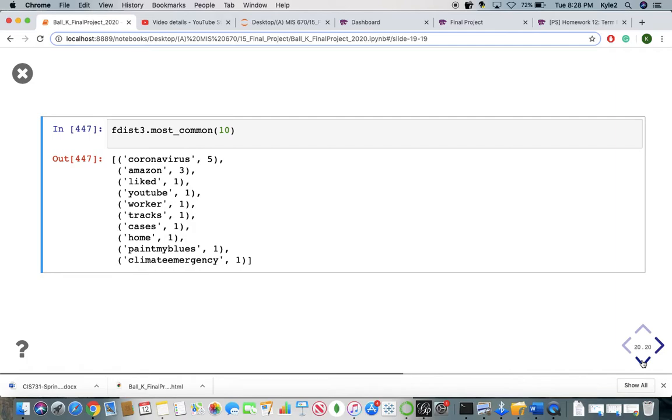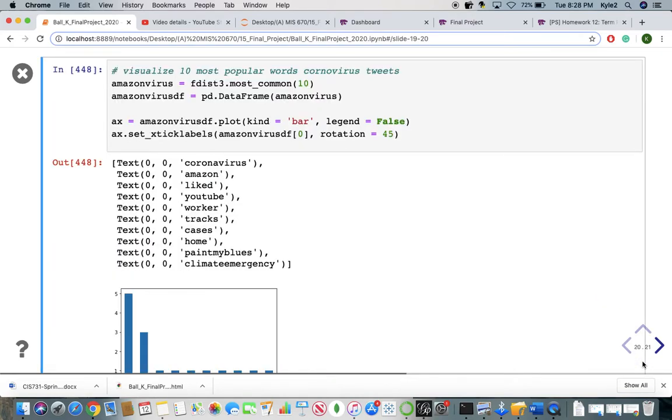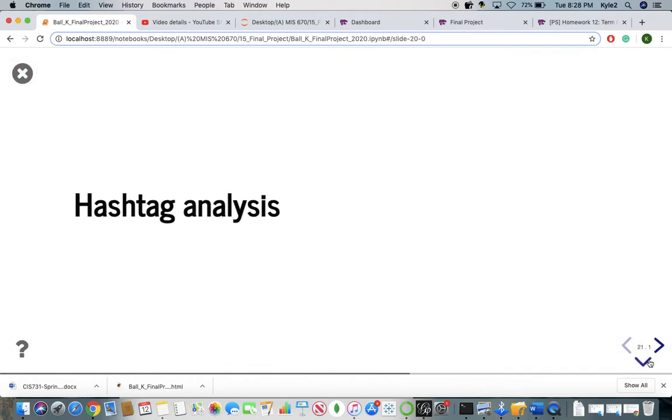So when it was just Amazon and the virus put together in some tweets, these were the ones that came out the most: worker, the worker cases at their plants, and the climate emergency in Amazon. So I thought that was interesting. So that's another visual of that.